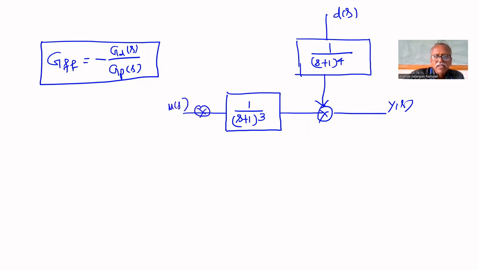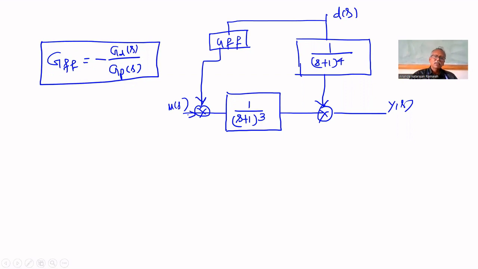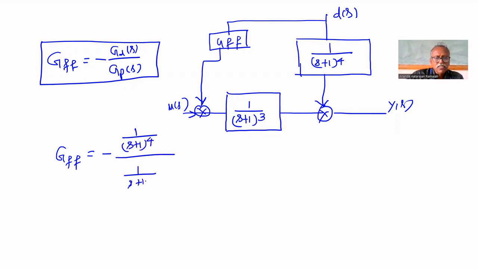Therefore, if you want to design a feed-forward controller for this, how will we measure the disturbance? If you are able to measure the disturbance, then only we can find the feed-forward controller. Its output will be added to the input. Therefore, GFF equal to minus of GD, that is 1 upon (s plus 1) to the power 4 upon 1 upon (s plus 1) whole cube, that is equal to minus 1 by (s plus 1). So this is the feed-forward controller for this.